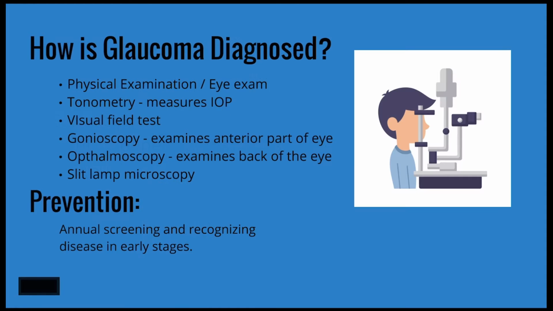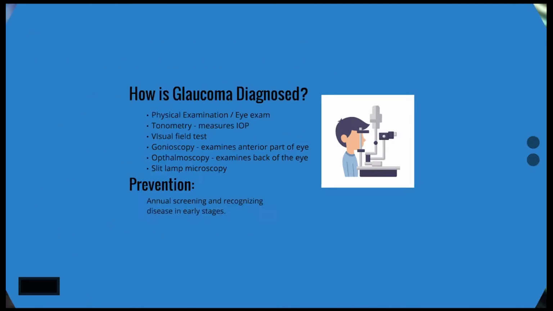So diagnostics, how is glaucoma diagnosed? Physical examination or eye exams, a tonometry test which measures the intraocular pressure, or a visual field test, which is a test that checks the central and peripheral vision of the patient. And there's also a gonioscopy, which examines the anterior part of the eye, an ophthalmoscopy, which examines the back of the eye, and a slit lamp microscopy, which is illustrated in the little picture to the right. And then prevention is annual screening and recognizing disease in early stages.